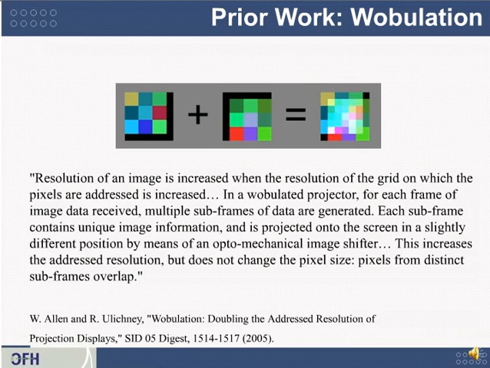are addressed is increased. In a wobulated projector, for each frame of image data received, multiple subframes of data are generated. Each subframe contains unique image information and is projected onto the screen in a slightly different position by means of an optomechanical image shifter. This increases the addressed resolution, but does not change the pixel size. Pixels from distinct subframes overlap.